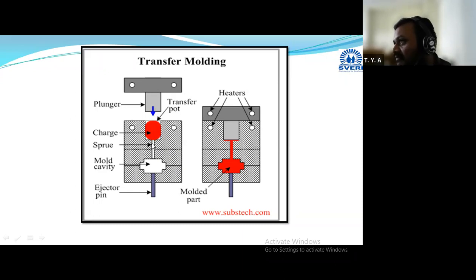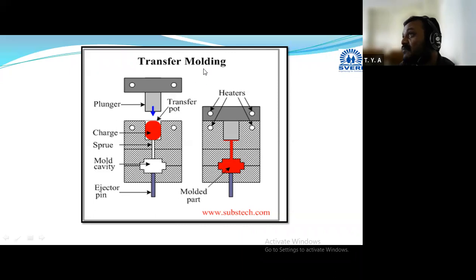This material will flow through this screw and it will enter this mold cavity, and it will acquire the required shape. Okay, and after some time it will get cured. Then this mold is opened, and with the help of this ejector pin, we are taking this component out. Okay, this will be our final component. If required, we will do some finishing operations.